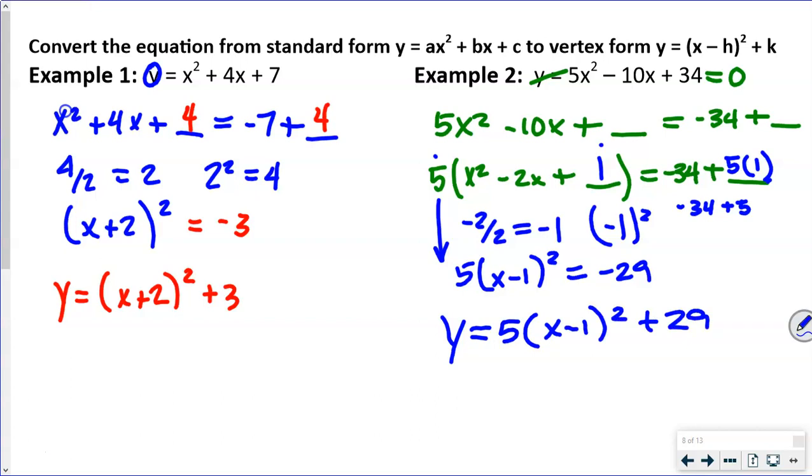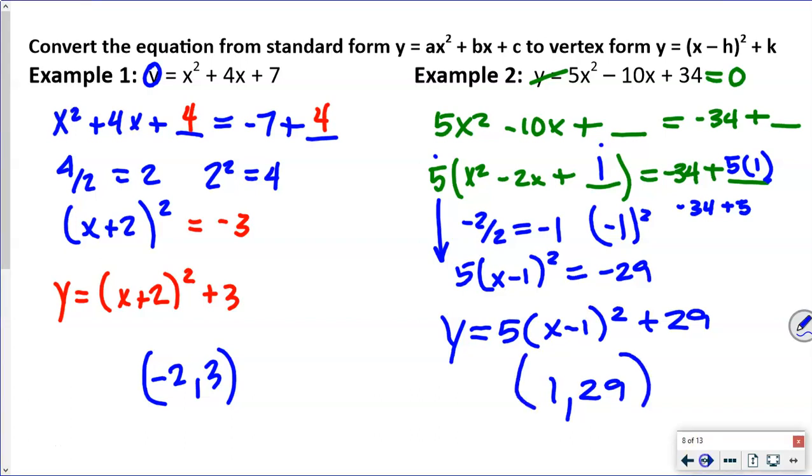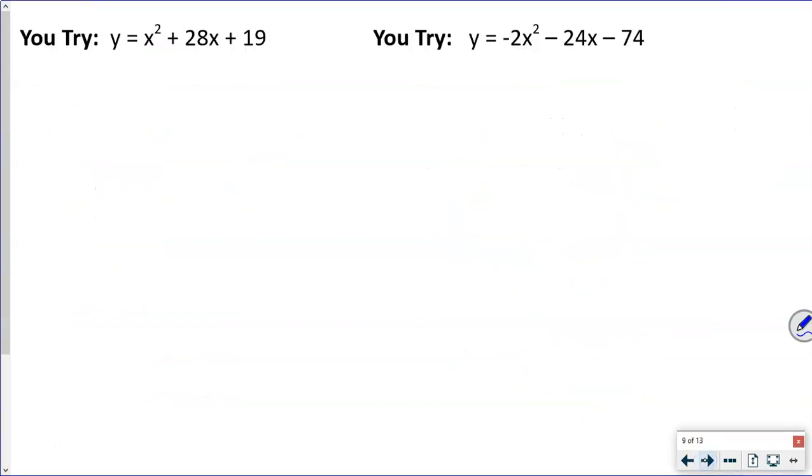So speaking of vertex form, our vertex would be over here. It would be negative 2 comma 3, because remember, we always pull the opposite when it's in the parentheses. And over here, our vertex would be 1 comma 29. Okay? All right, so do these few tries and then come back to me when you're done.